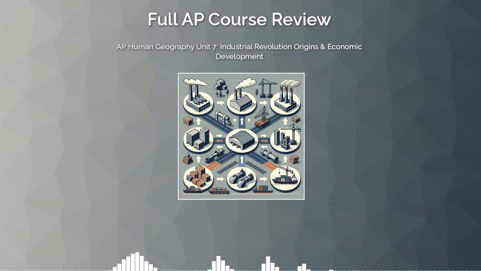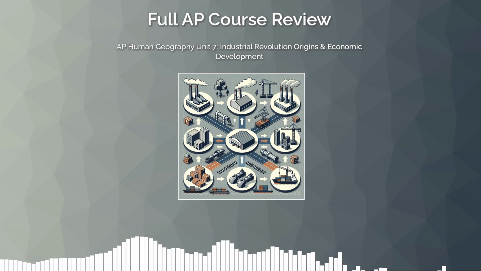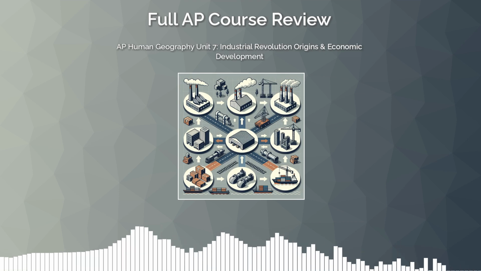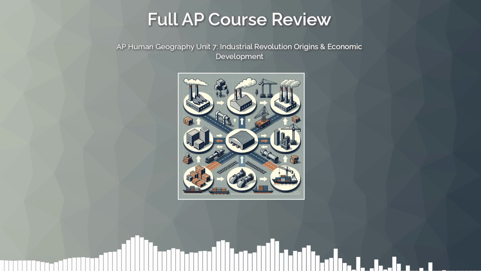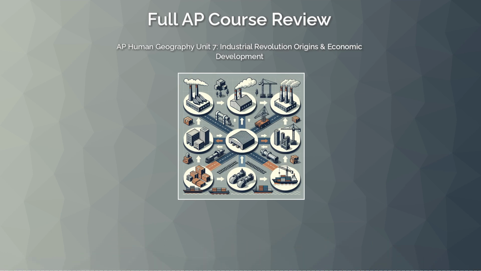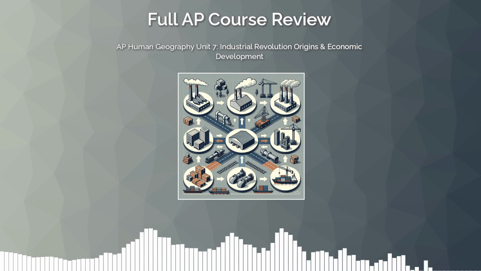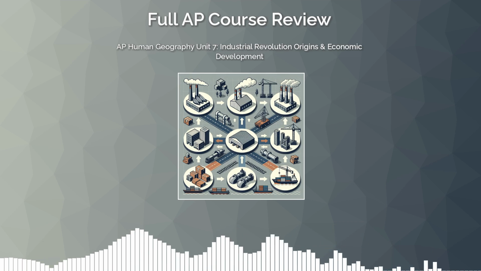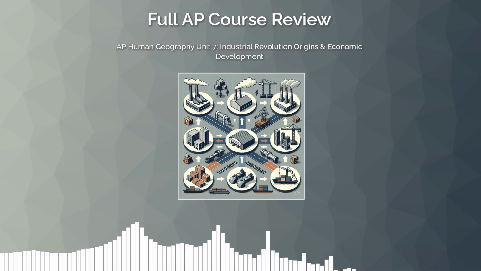Connections across the course. Deindustrialization doesn't exist in isolation. It connects to Unit 6's treatment of urban land use and urban decline, particularly the concept of urban renewal and gentrification as responses to deindustrializing neighborhoods. It links to Unit 5's discussion of push and pull migration factors. Job loss is one of the most powerful economic push factors driving internal migration in the United States.